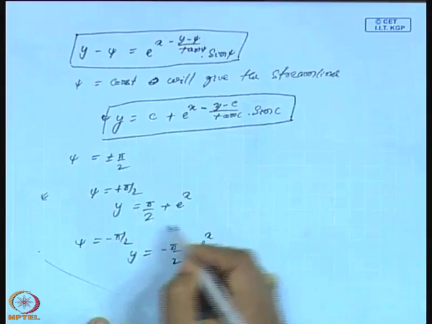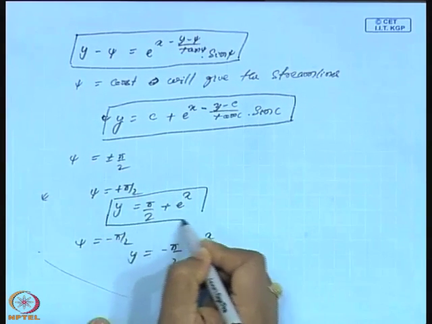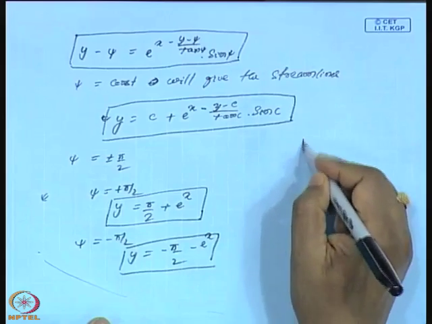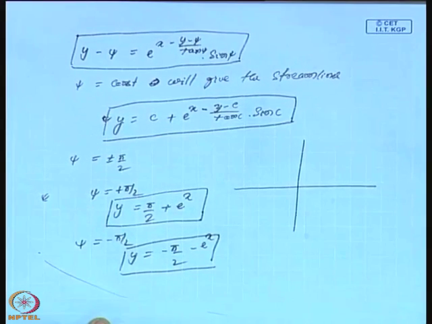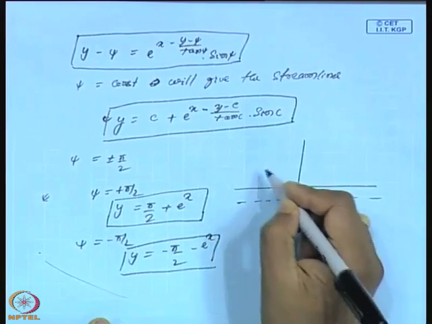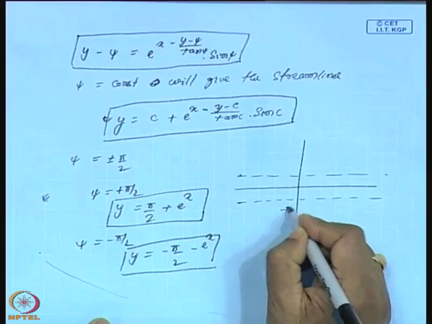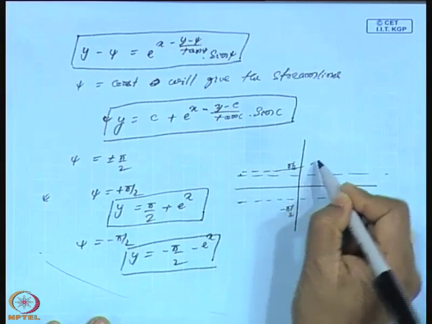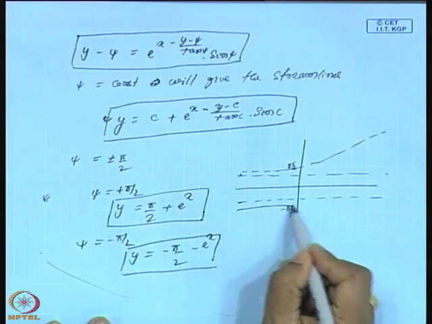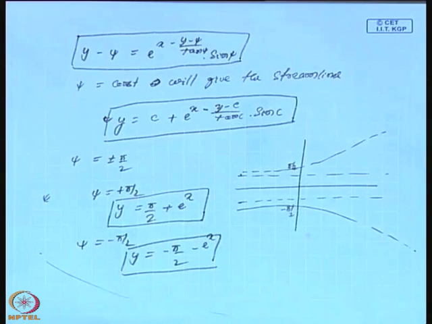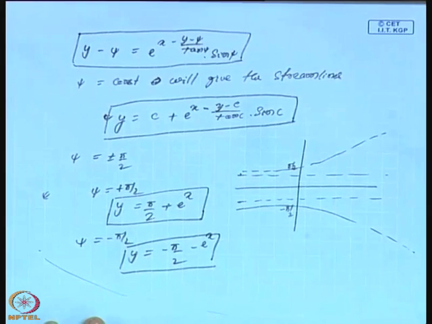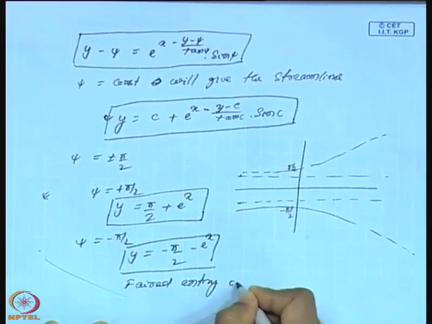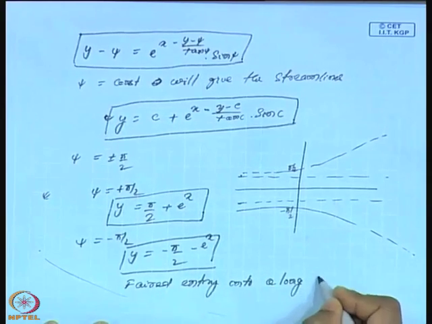Okay. So, now let me draw these two lines. This is a streamline, this is a streamline. If I draw this along the x and y axes, these are the lines, minus pi by 2, this is pi by 2, then this will give a flow, and this will give me a flow like this. So, this is often called a paired entry into a long parallel channel.